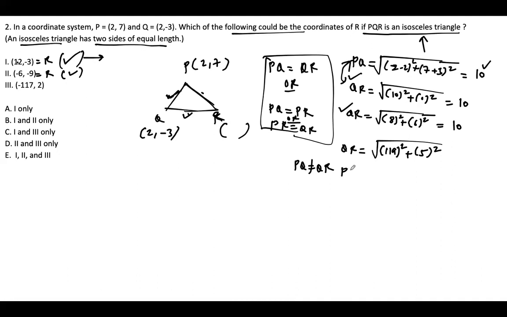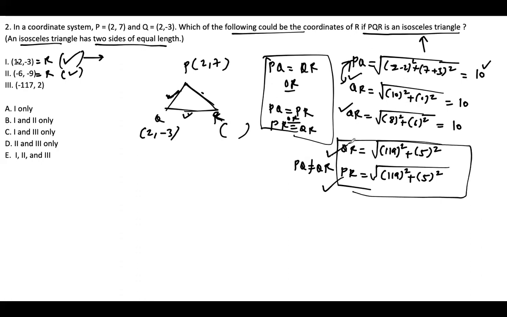So let's check the value of PR. PR can be QR. What is PR? Minus 117 minus 2, which is minus 119, whole squared. I'm writing it as 119 squared, plus 2 minus 7, which is minus 5. I'm writing it as 5 squared. Can you see? PR equals QR. So is this an isosceles triangle? Yes. So for all the options, we can get an isosceles triangle. So option E. Is this point clear?